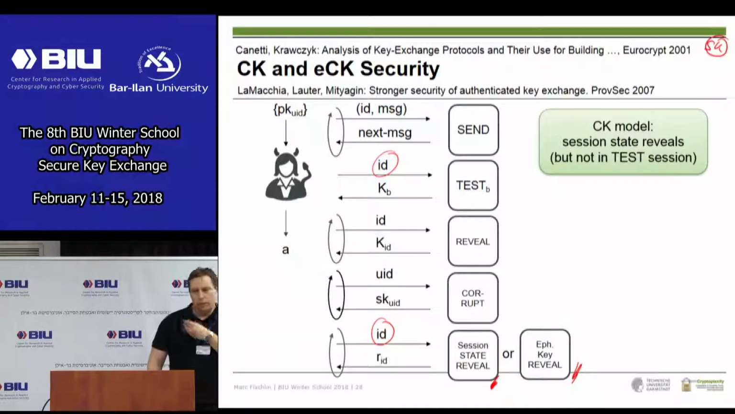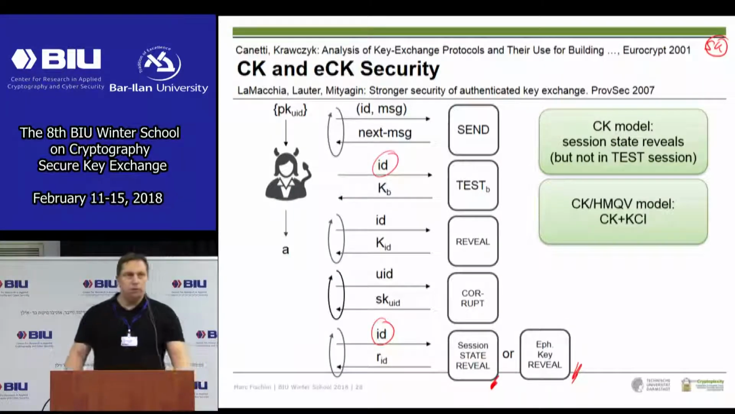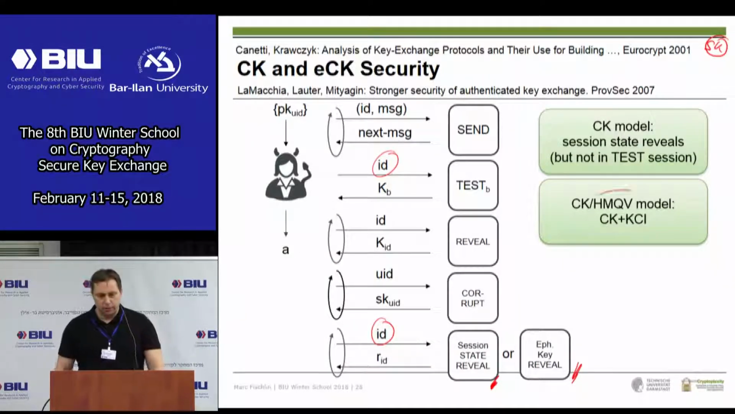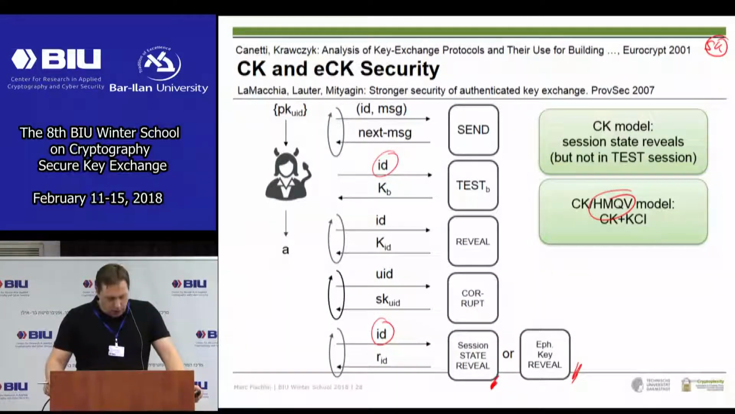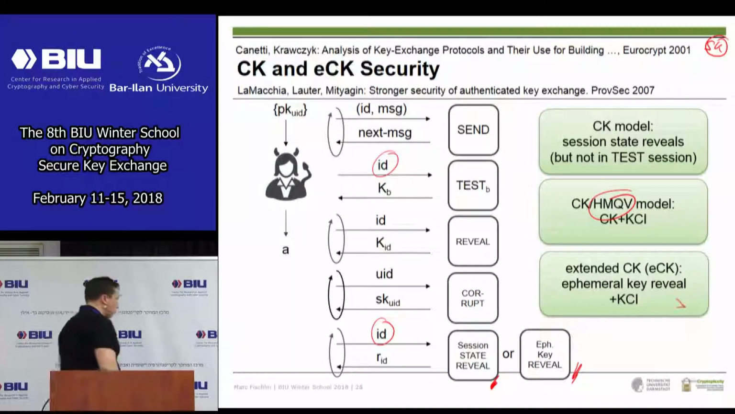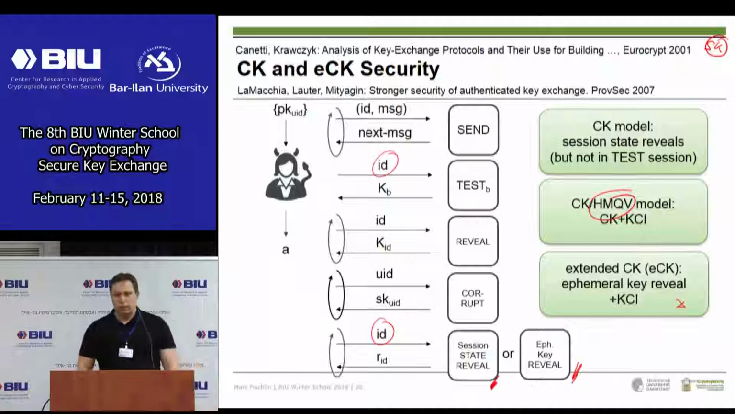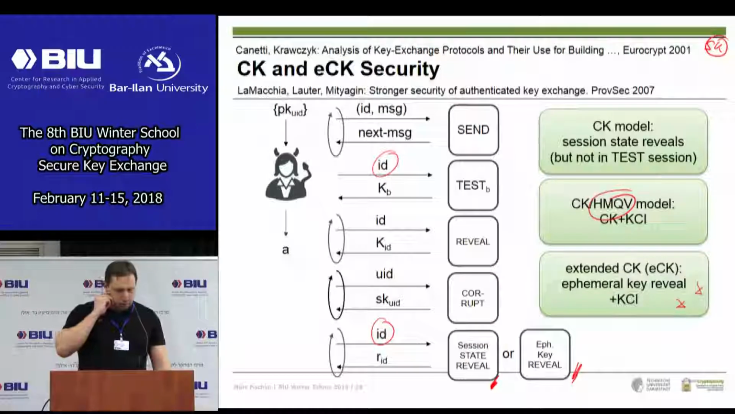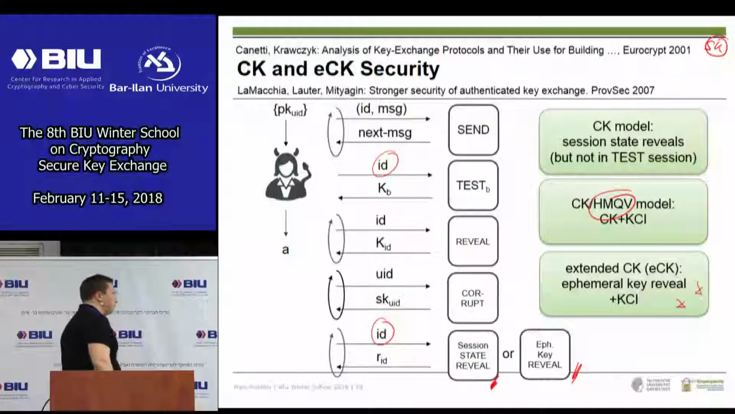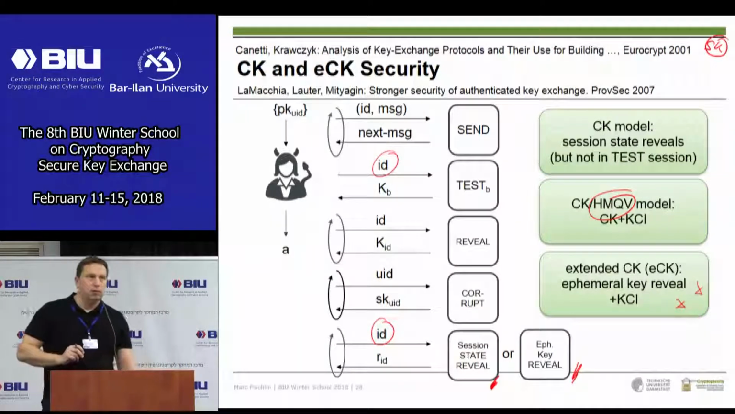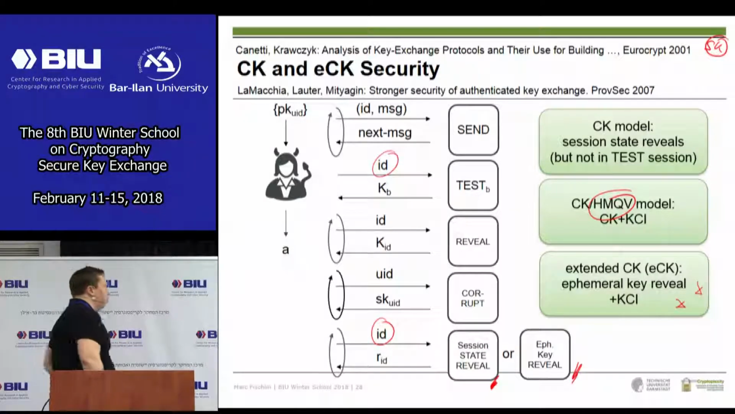And this is pretty clear from the theory of multi-party computation. It means you get full access to all the inner values a party has. So there are models to capture these. One is the CK model, or as Hugo always refers to it, the SK model. I think LaMacchia, Lauter, and Mityagin later called it eCK instead of SK. In this model, you can do session state reveals, with one exception: you cannot do it in a test session. That's part of the model.